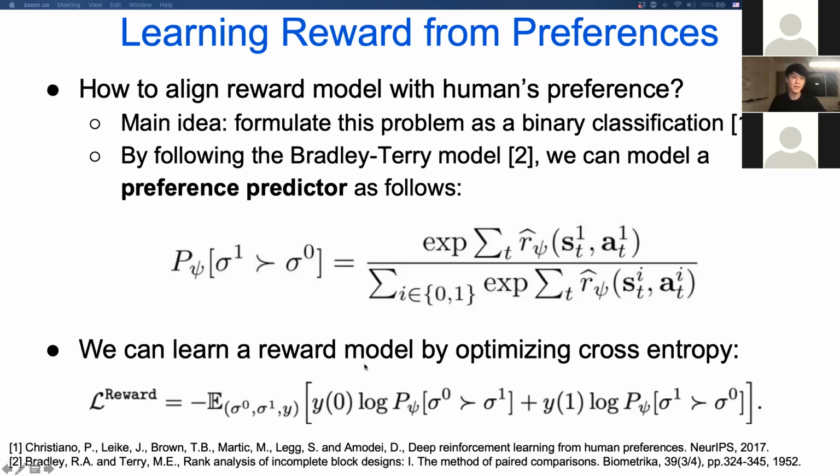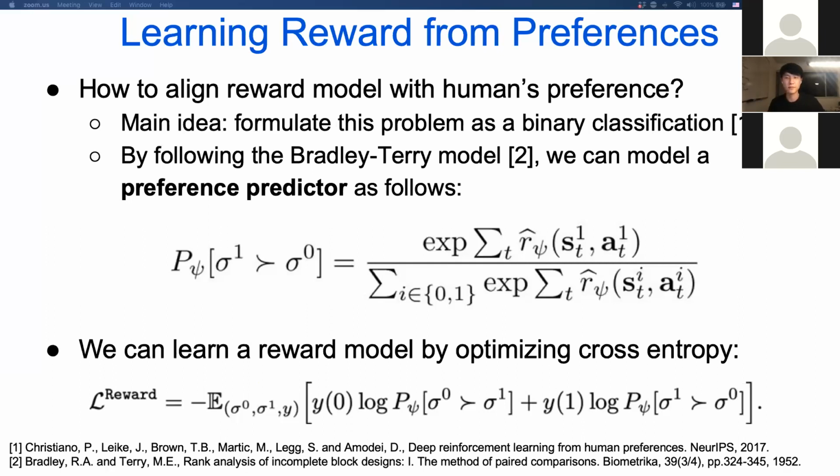So basically, we just hope that by aligning this preference predictor with the human's preference, our reward model can capture the human's intention. So that is the main idea of the reward learning. And any questions about this part? Because I think this part is a kind of key component in our paper. So let me know if you don't understand this part.